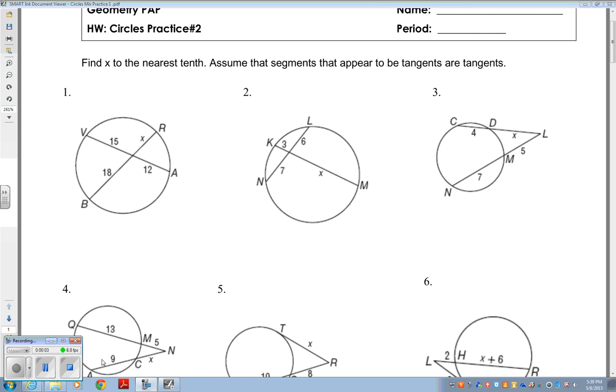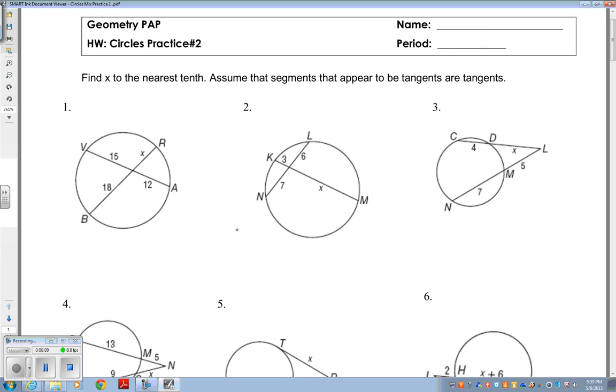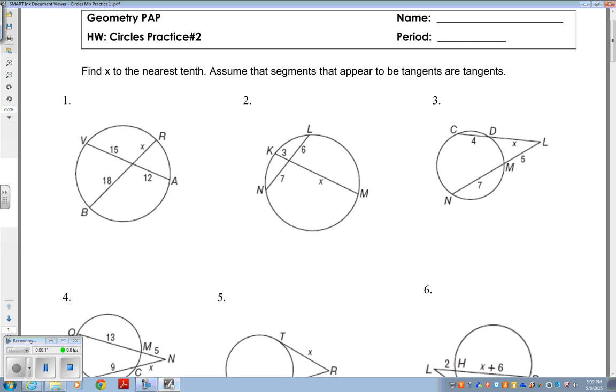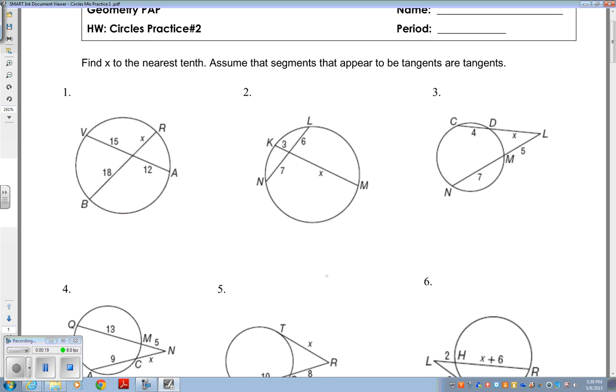Okay, guys. This is your homework. It's on Moto. You can print your own copy or do it on a separate sheet of paper. It's important that you at least know the property or what you need to do for each problem. It's a mixed practice, so it's covering everything we have done with circles so far.